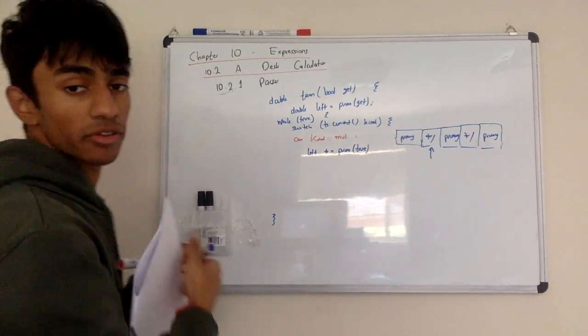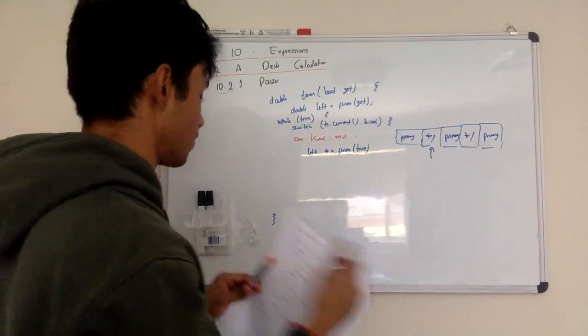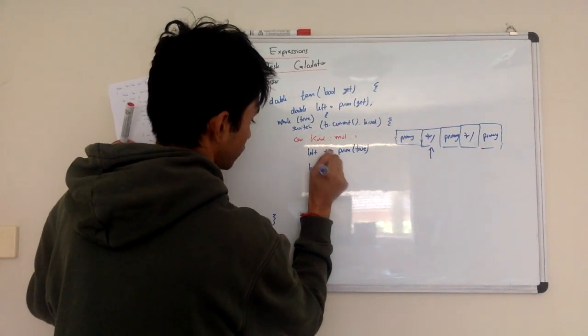So sorry. After the double left, there should be a while true loop, and then we get into our switch case, and that's why we break. Okay, so let me break it down again.